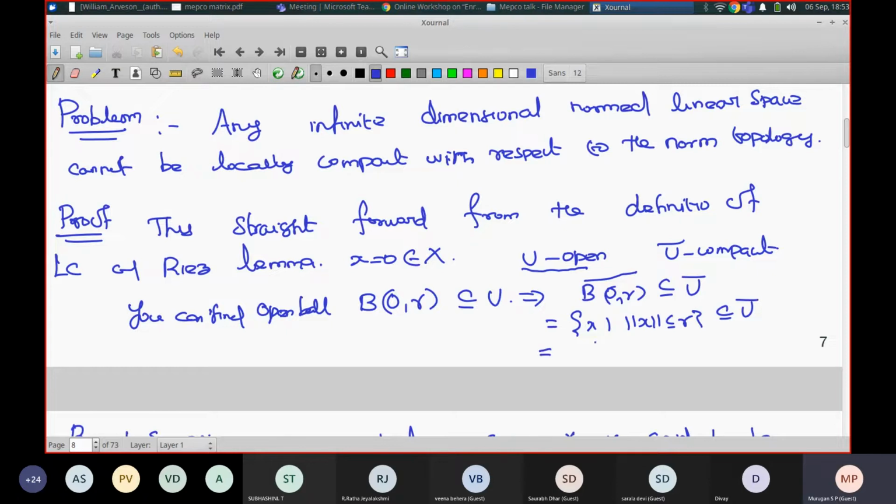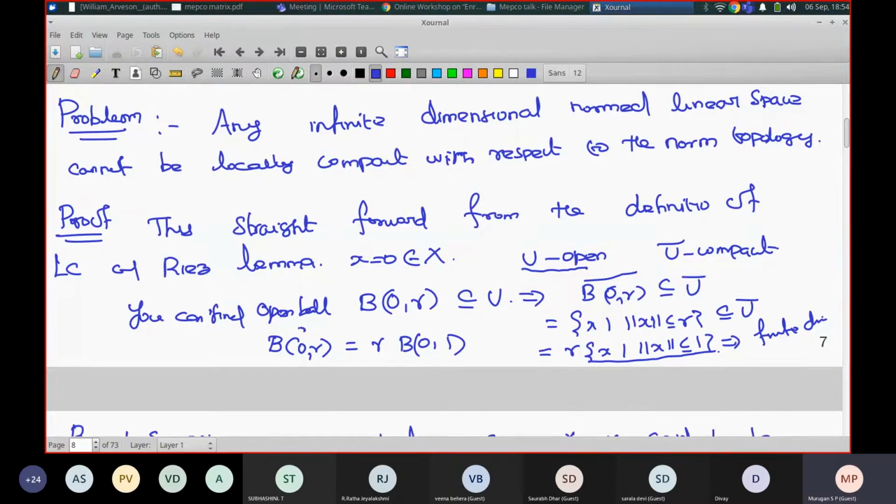So this can be written as R times the set of all x such that norm x is less than or equal to 1. You can scale by R. Then this set is compact, which implies the closed unit ball is compact. Therefore, it is finite dimensional, right? You have to use the reason. So I am using the property here: B(0,R) is written as R times B(0,1).